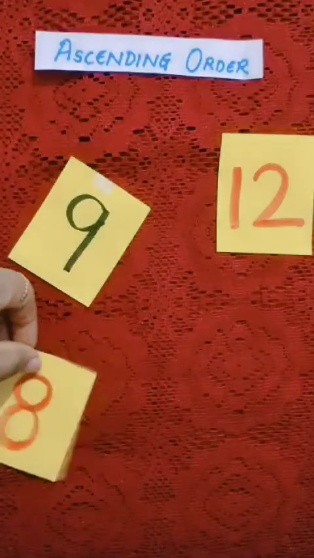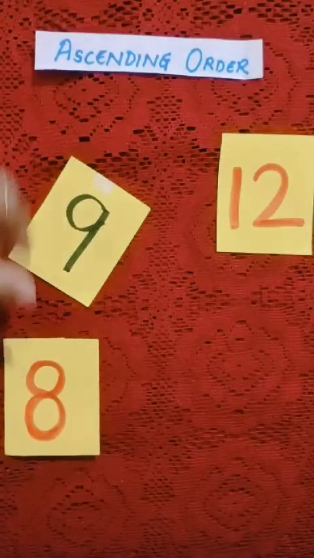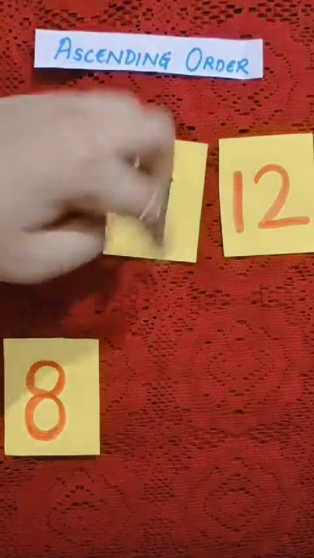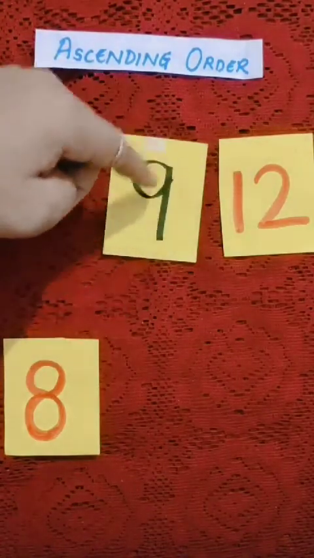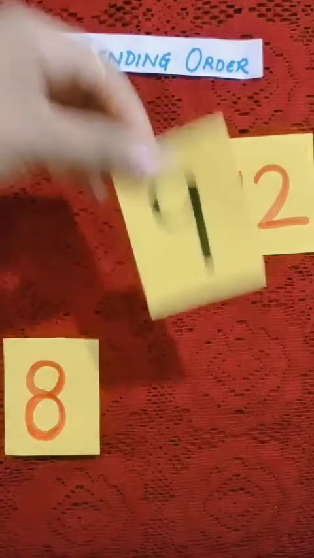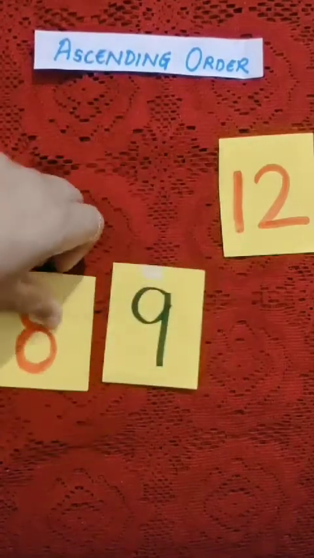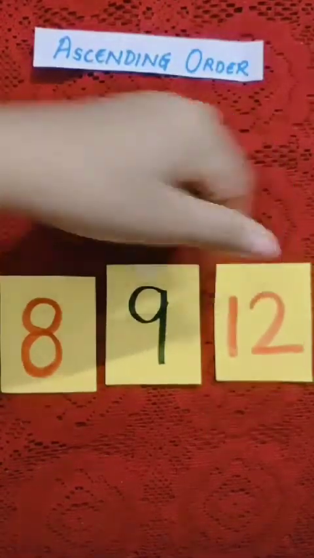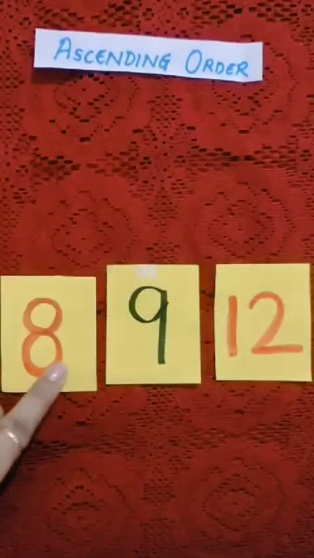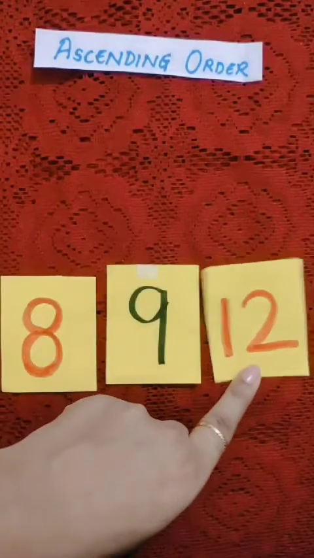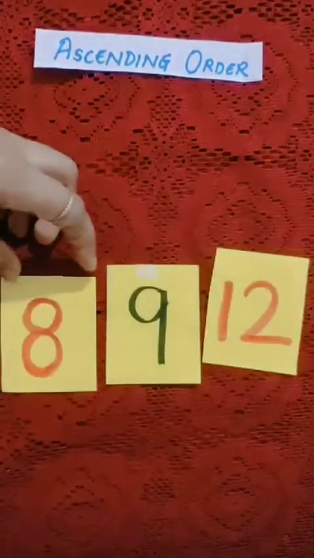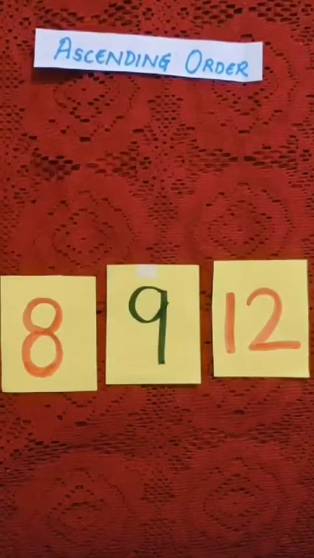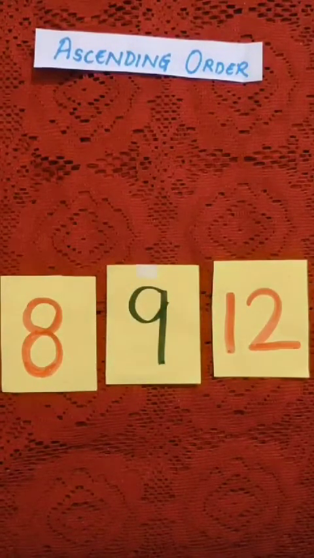So first we'll keep 8, and after 8, now tell me, which is bigger than 8? 9. Yes, so we'll take 9. And then number 12. So this is ascending order, means smaller to biggest. Just see, the smallest number is 8 and the biggest number is 12 over here. So this is known as ascending order.